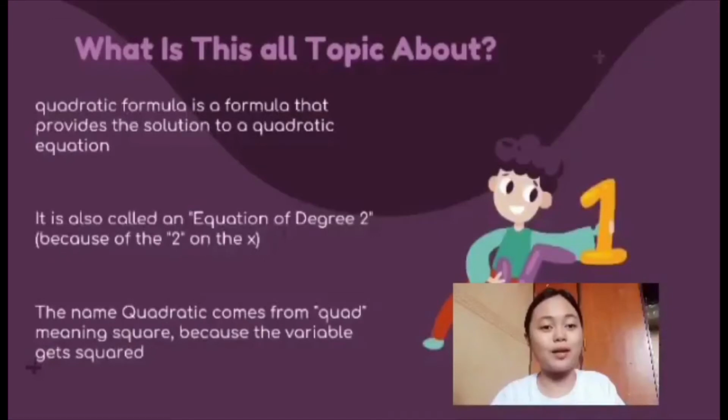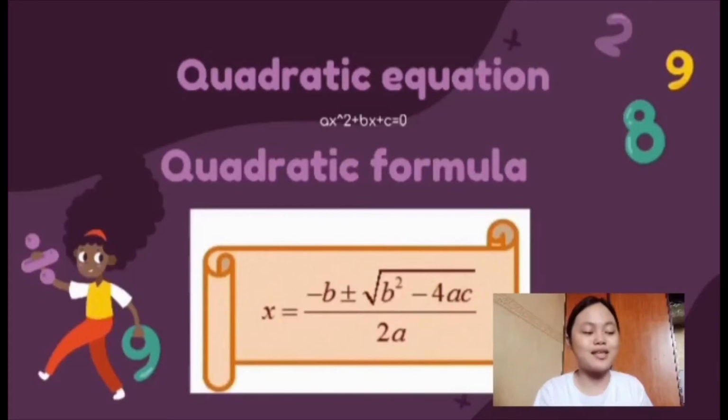Quadratic formula is a formula that provides solution to a quadratic equation. It is also called equation of degree 2. Quadratic name itself comes from quad, which means square, because a variable gets squared. A, B, and C here are taken from the quadratic equation written in its general form of ax squared plus bx plus c, where a is the numerical that goes in front of x squared, b is the numerical that goes in front of x, and c is the numerical with no variable next to it, which is called constant.